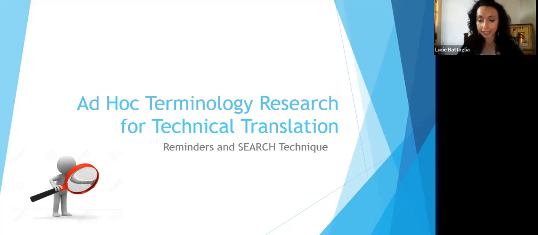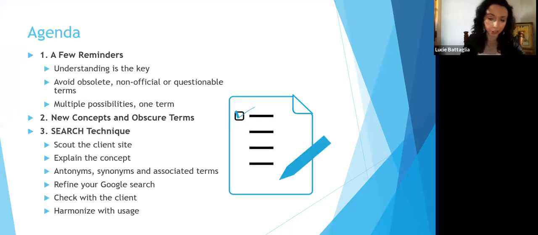The search method is an acronym that represents 6 steps to follow when you need to find one term on the spot. You don't have much time, and you don't want to do a full vocabulary research. You just need to find that one word. So I'll start with a few reminders in terms of terminology research, and then we'll dive into the method, and I'll explain to you why we use it, among others, new concepts, new innovations, obscure terms, many reasons. So let's jump into it.